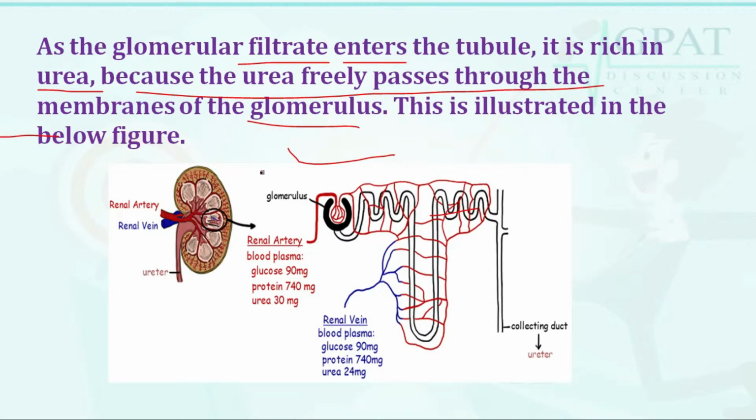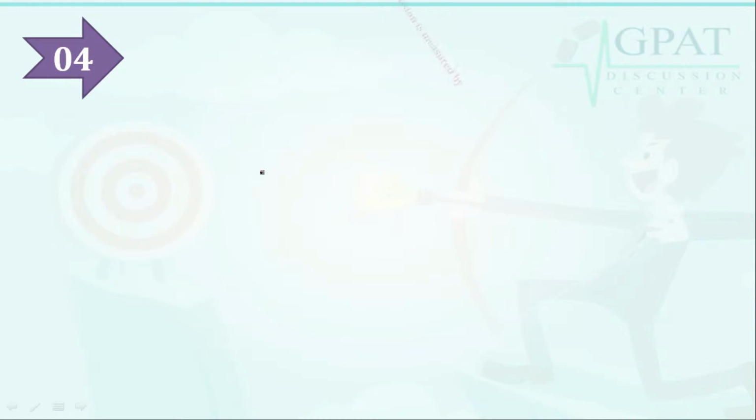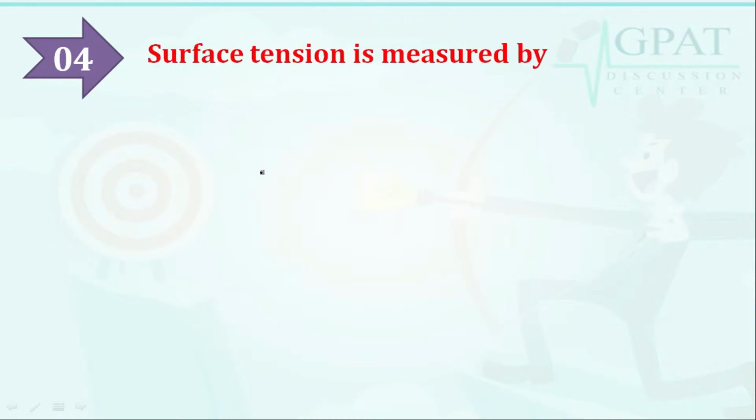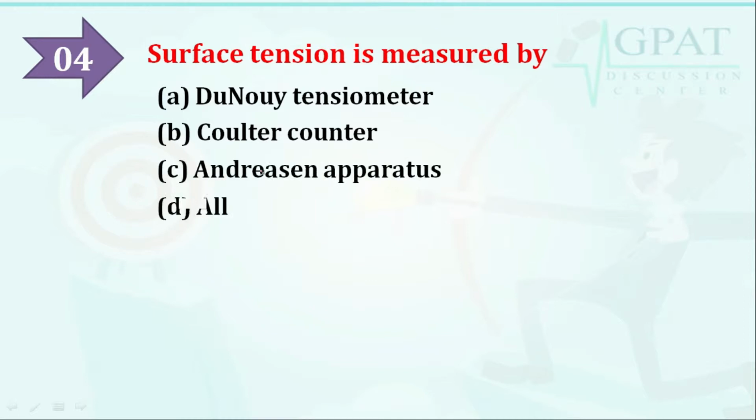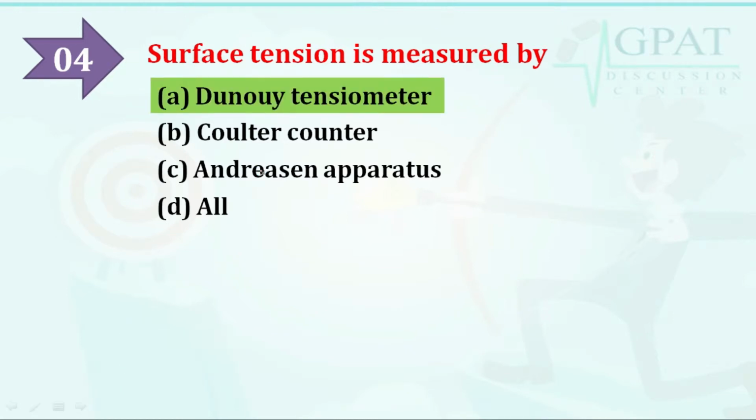So moving on to the next question, surface tension is measured by, and the options are, option A is du Noüy tensiometer, option B is Coulter counter, option C is Anderson apparatus, option D is all. So surface tension is measured by which apparatus? The correct answer is du Noüy tensiometer. Surface tension is measured by du Noüy tensiometer.